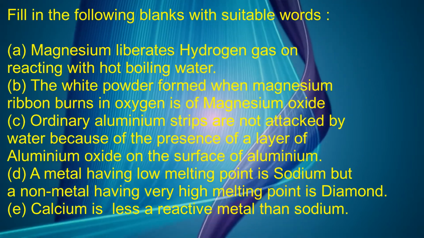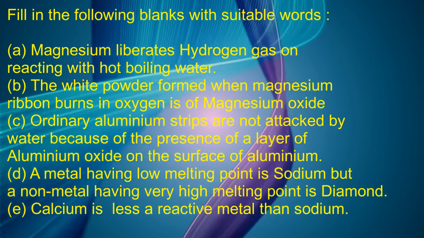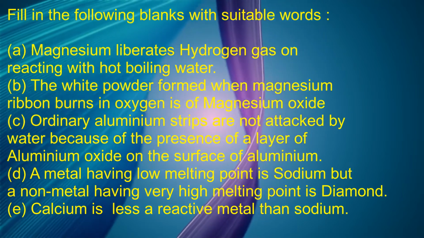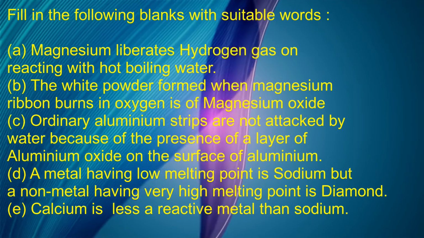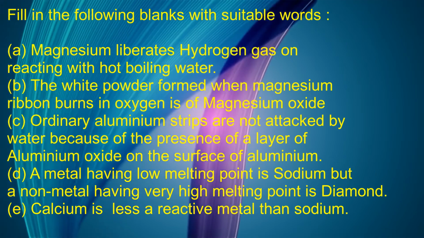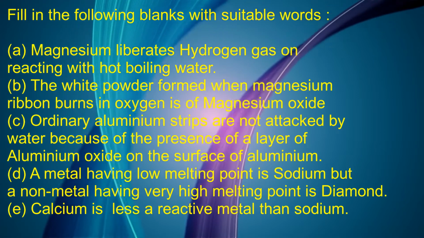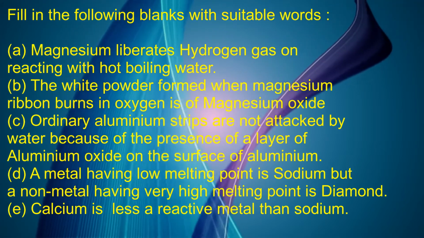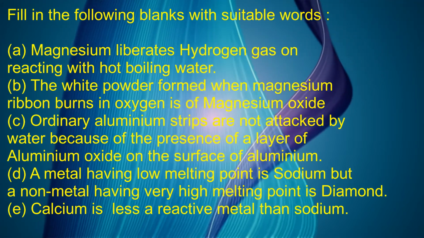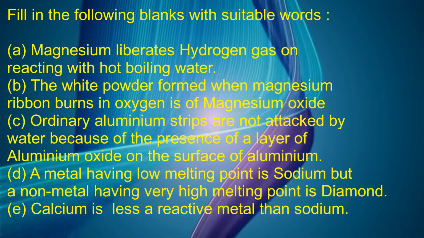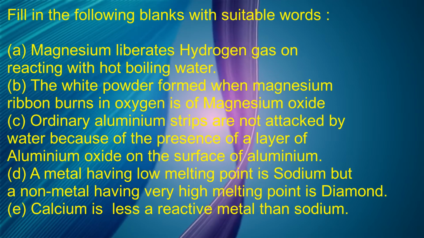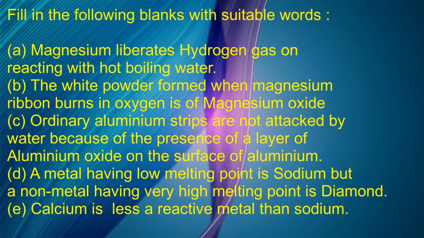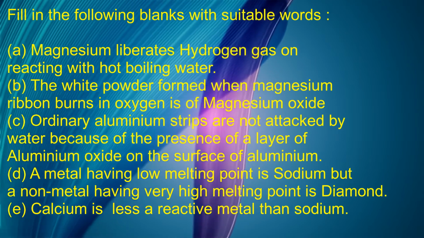Fill in the following blanks with suitable words. A. Magnesium liberates hydrogen gas on reacting with hot boiling water. B. The white powder formed when magnesium ribbon burns in oxygen is of magnesium oxide. C. Ordinary aluminum strips are not attacked by water because of the presence of a layer of aluminum oxide on the surface of aluminum. D. A metal having low melting point is sodium, but a non-metal having very high melting point is diamond. E. Calcium is a less reactive metal than sodium.